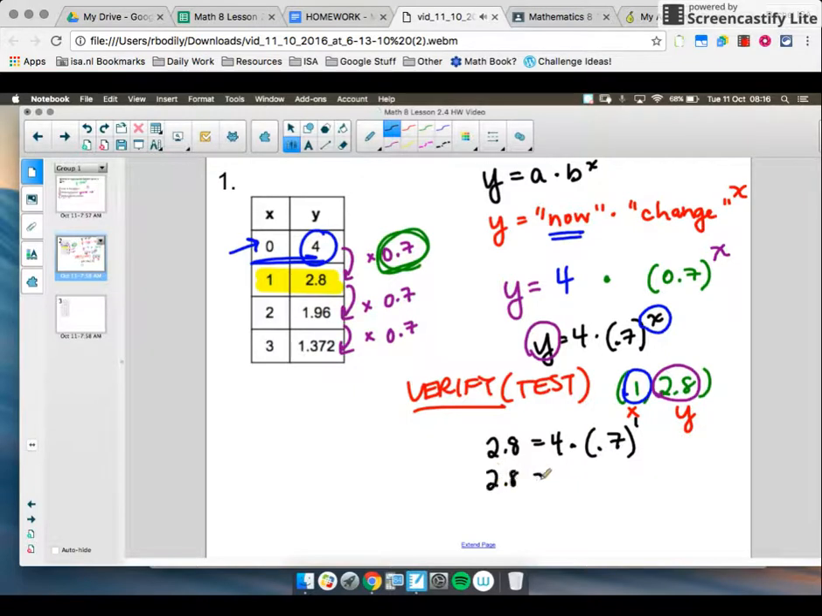And when I calculate it, I know that 0.7 to the power of 1 is just itself. It's just 0.7 or 7/10. And if I type 4 times 7/10 into my calculator, I'll get 2.8. Thus, 2.8 equals 2.8. We've done it correctly. Let's look at number 2.